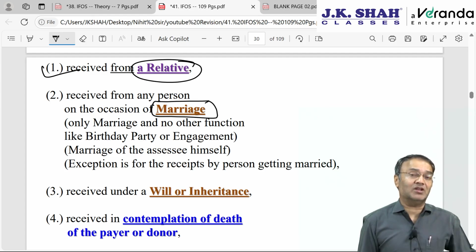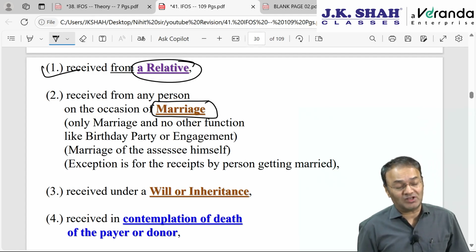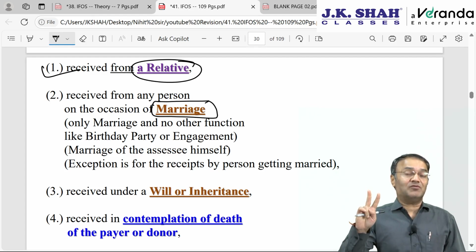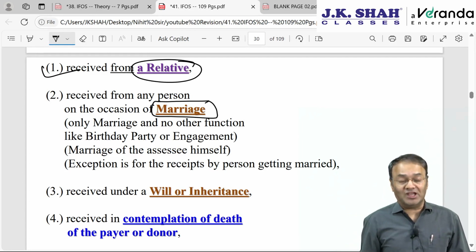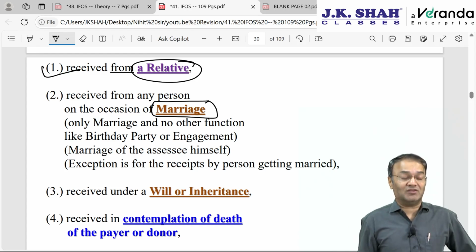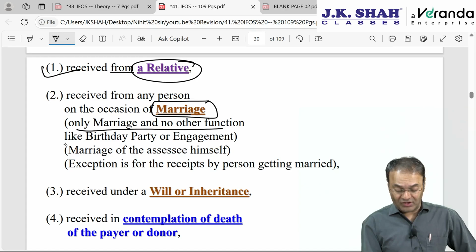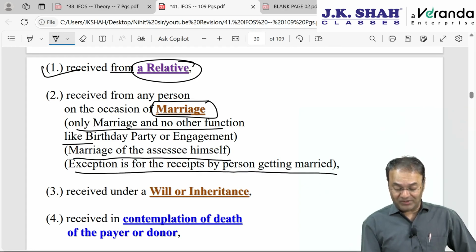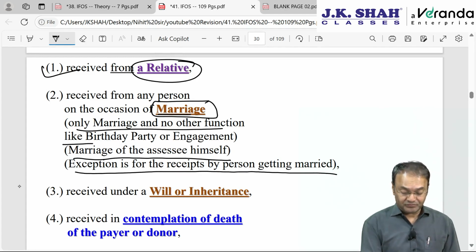Marriage anniversary will come every year. A gift received upon a marriage anniversary will be taxable. Engagement function, birthday party function, anniversary of engagement function, anniversary of marriage function, all these items are not covered. Only and only exception is marriage, and that too only marriage, no other function. Marriage of the assessee himself. The exemption is for the person getting the gift.